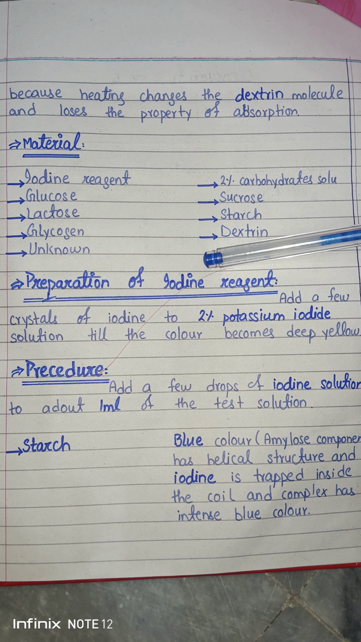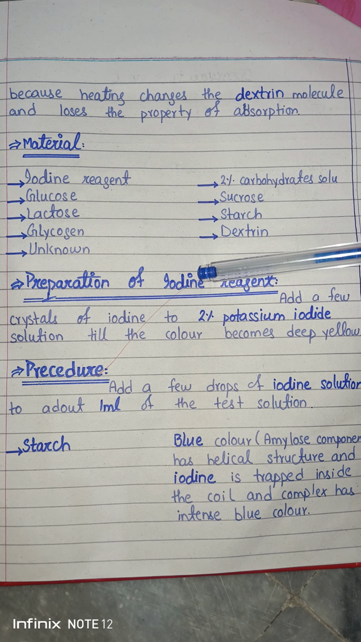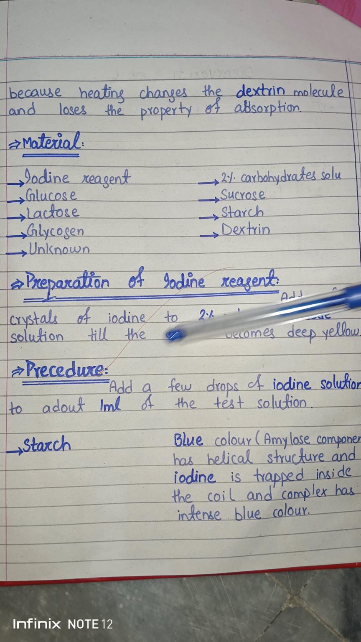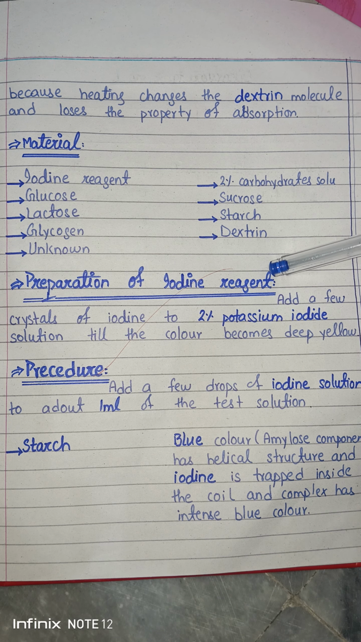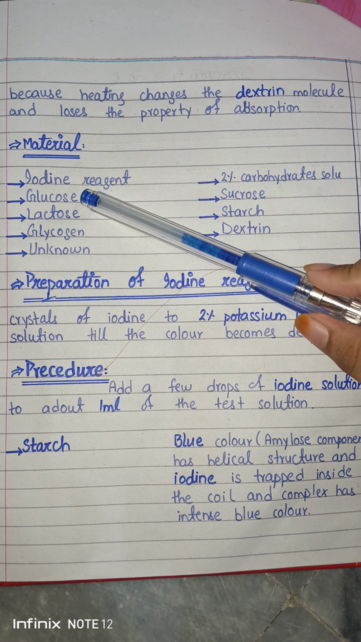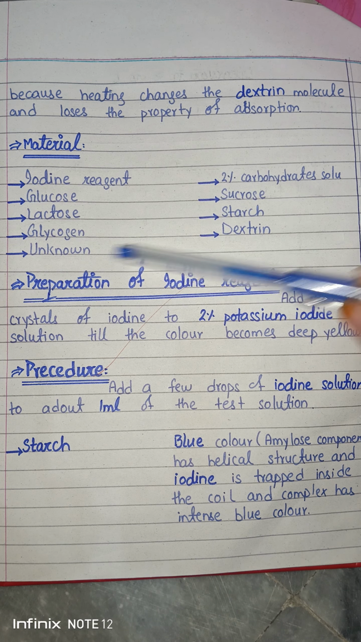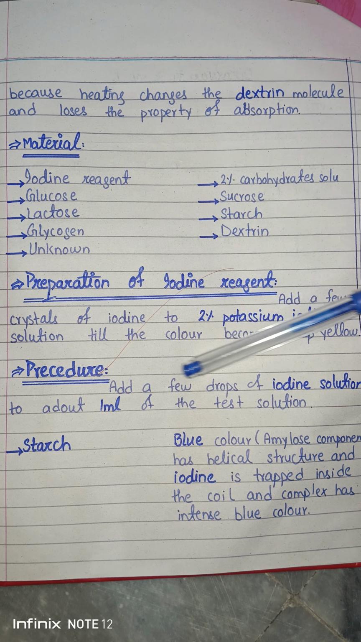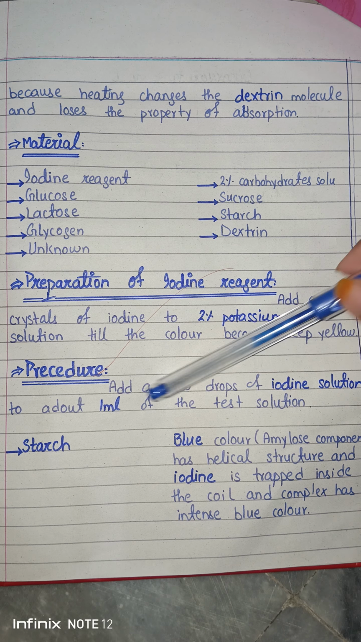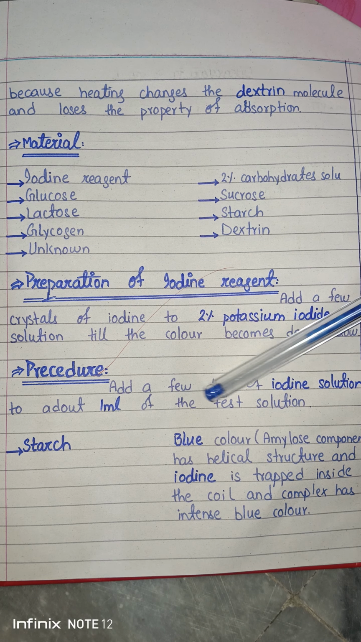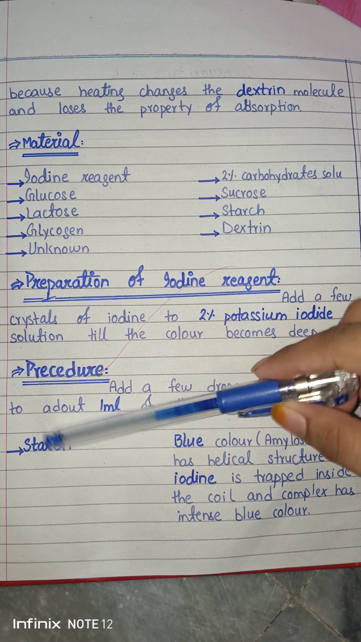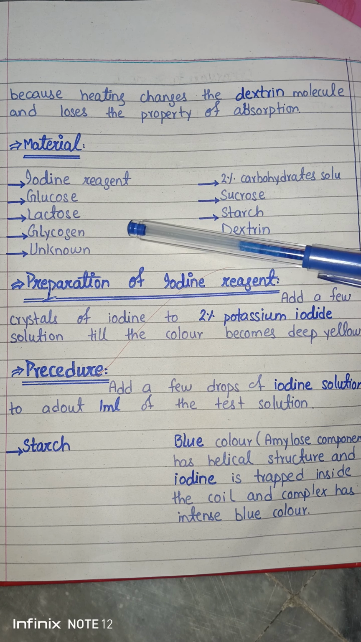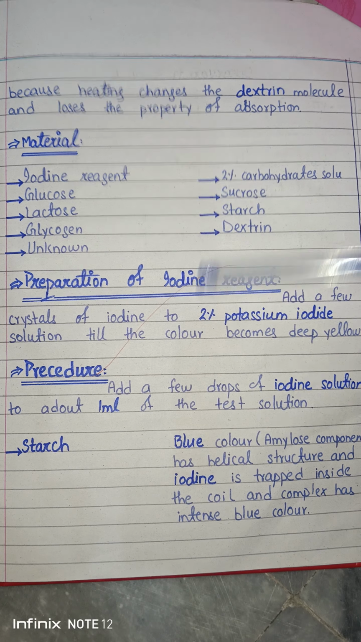So simple. Now you have to perform the experiment and write up the procedure. You take this iodine reagent and add small drops of it to all of these solutions. First of all, add a few drops of iodine solution or reagent to about 1 ml of the test tube solution. So you will take 1 ml of starch solution, 1 ml of glucose solution, 1 ml of lactose, glycogen or other solutions.